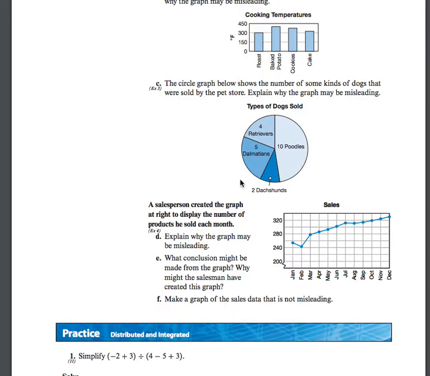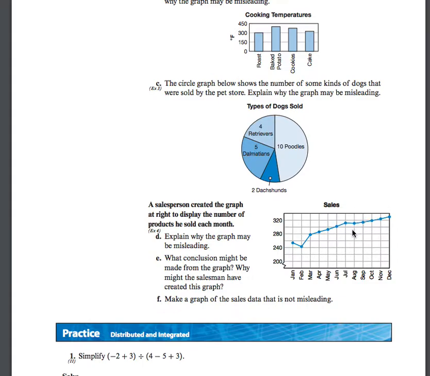In letter D, E, and F, we're going to use the graph that's shown here. A salesperson created the graph at the right to display the number of products he sold each month. Now think about this from the salesman's perspective. Why would he want to create this graph to show how much he's selling? Letter D, explain why the graph may be misleading. It looks like, as you go from left to right, that every single month his sales are going up.